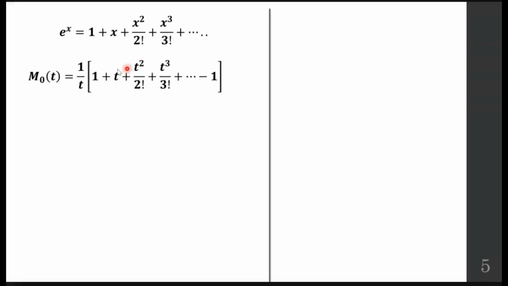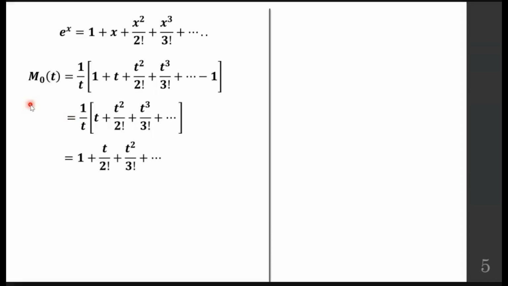So this is e raised to t minus 1. And outside we have 1 upon t. If you simplify, 1 and minus 1 will get cancelled. We can write 1 upon t, t plus t square by 2 factorial, t cubed by 3 factorial, plus etc. Take 1 by t inside. So we will get 1 plus t by 2 factorial, plus t square by 3 factorial, plus etc. Okay. So now we have got m0 of t as some series.